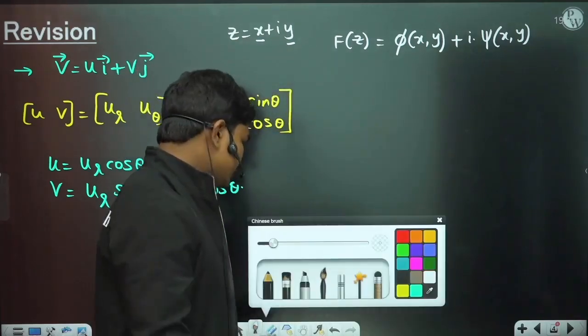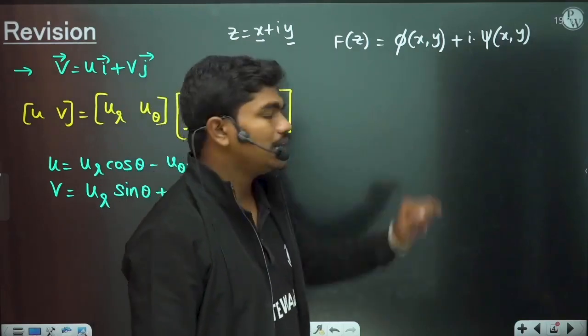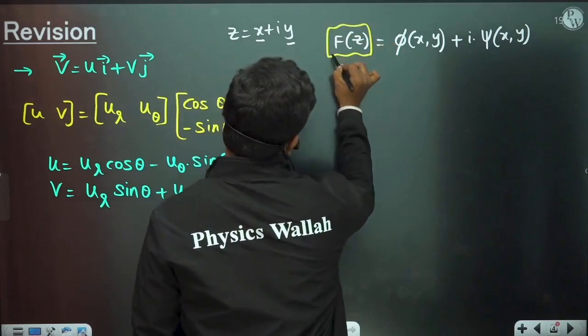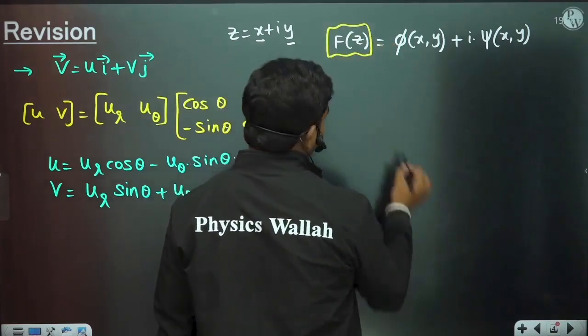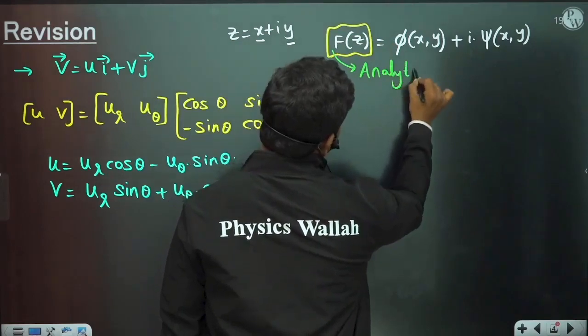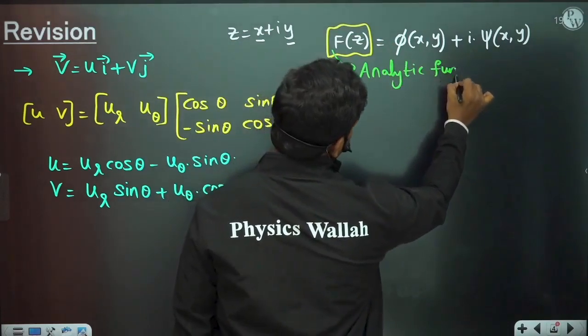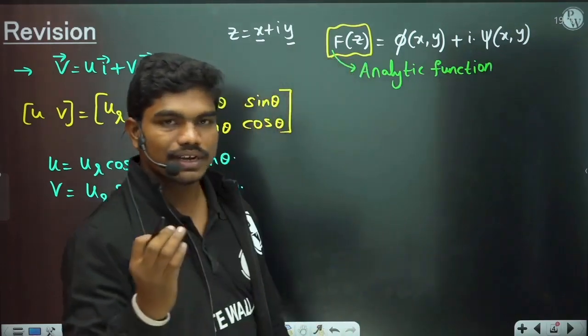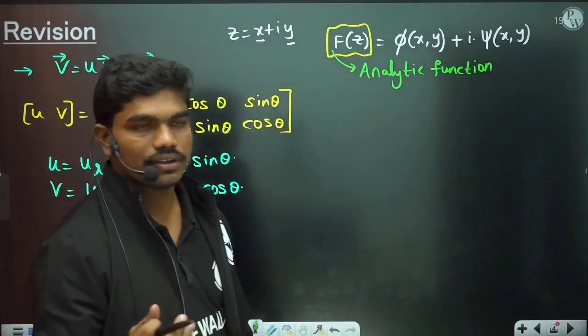We have seen that phi and psi individually, and this function f of z, whatever the complex potential function you have taken, we assume to be an analytic function, meaning it is differentiable everywhere, so that there are some properties between phi and psi which are satisfied.